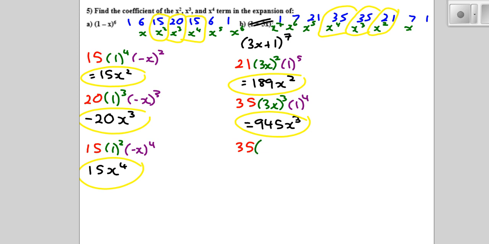And it's x to the 4, so you know it's 4 on the 3x. It's the exponent. So what's the exponent on the 1? 3, because we have to add to 7. What is 3 to the power of 4? That's a good thing to know in your head, by the way. 81, good. And 35 times 81. x to the 4.